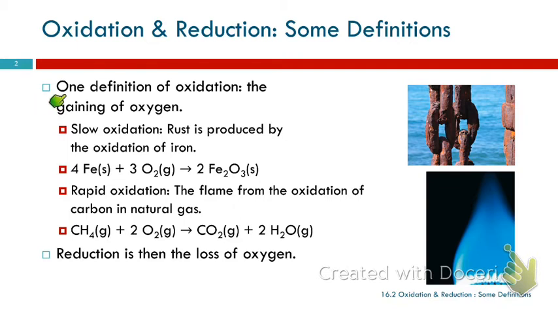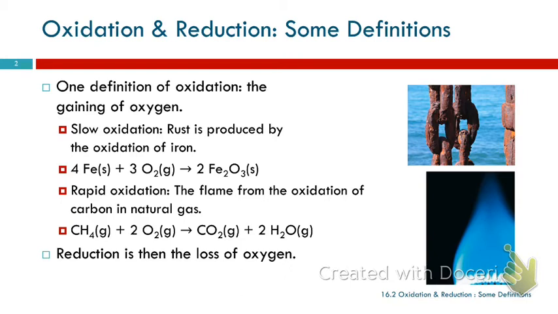So one definition of oxidation is the gaining of oxygen. That's the one that makes the most sense to me, and I think that's where the term oxidation originated. Oxidation is when a substance gains oxygen. That can be slow or very fast. A slow example is rust. Iron reacts with oxygen to form iron oxides. The iron has gained oxygen. It's been oxidized. Rapid oxidation would include things like combustion.